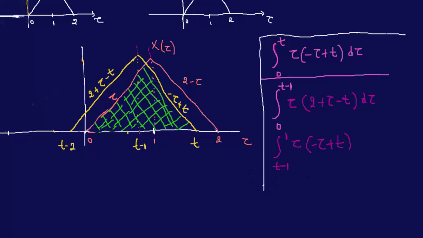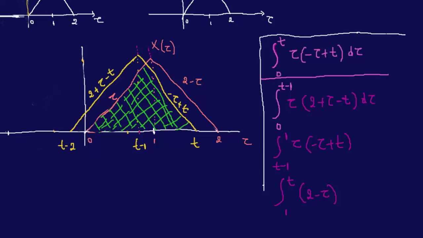Okay, so the third one would be from 1 to t. So we have 1 to t. What's our x of tau in that case? X of tau again is our pink line. So from 1 to t, we have 2 minus tau.